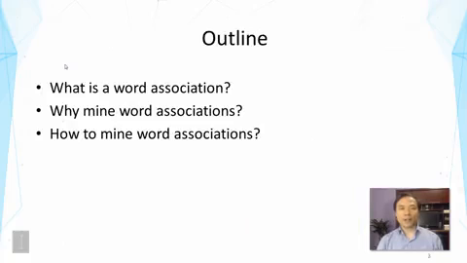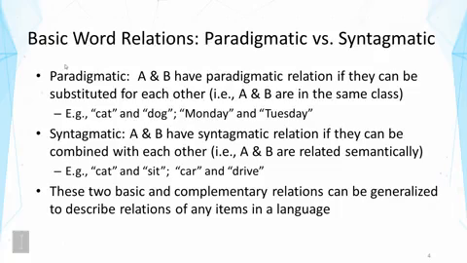Here's the outline. We're going to first talk about what is word association, and then explain why discovering such relations is useful. And finally, we're going to talk about some general ideas about how to mine word associations. In general, there are two word relations, and these are quite basic. One is called a paradigmatic relation. The other is syntagmatic relation.